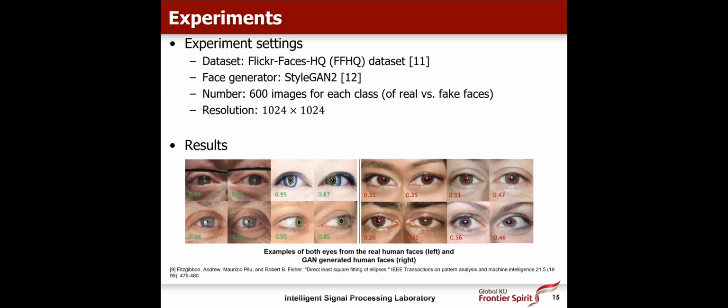On the contrary, the pupils from GAN-generated human faces always have irregular shapes, so the BIOU scores for GAN-generated human faces are always low. It is always lower than 0.4. So these are some experimental results of this method.